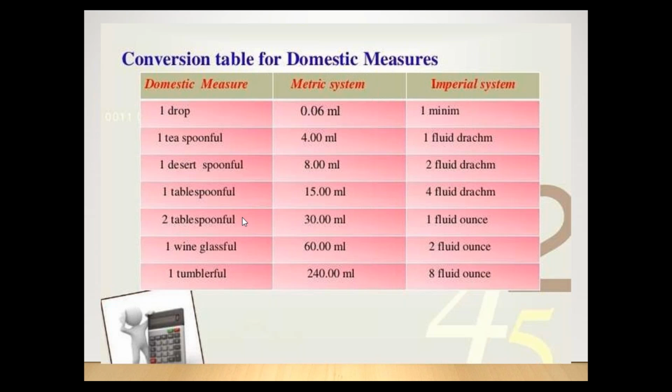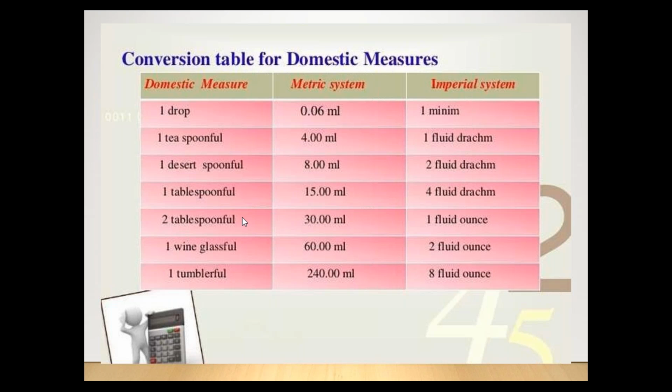Next is the conversion table for domestic measures. When at home you have to bake something, or anything you are going to make, they will tell you to take 1 teaspoon, 1 dessert spoon, 1 tablespoon. So how much is that equivalent to in the metric system and in the imperial system? In the metric system, 1 drop means 0.06 ml, whereas in the imperial system it's 1 minim. So that's easy to remember. 1 drop is 1 minim, both, and it is 0.06 ml.